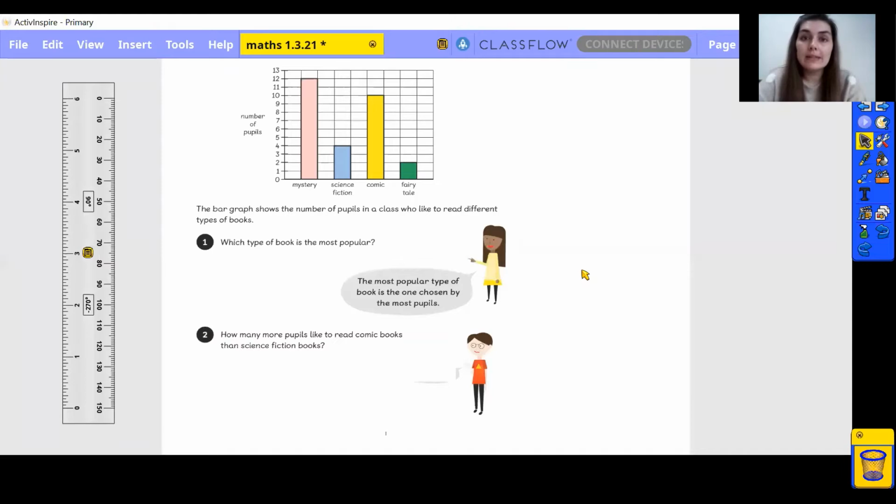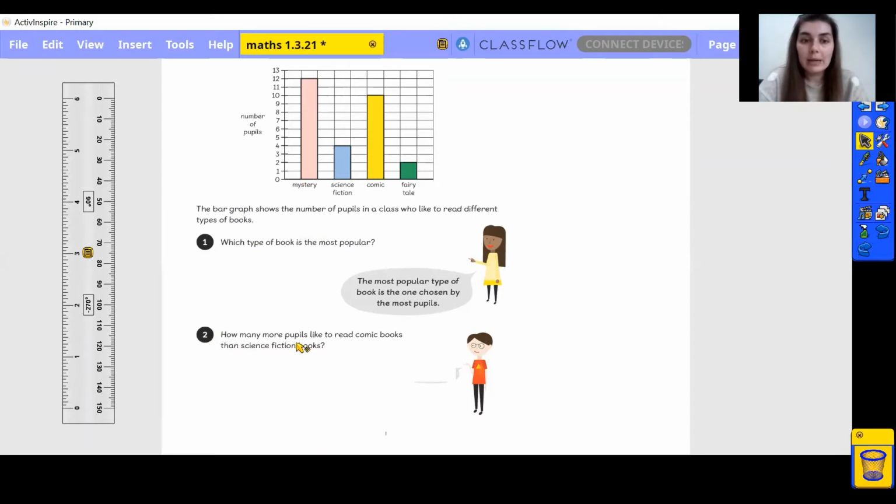So we are going to look at the same graph to answer some questions, because you'll be doing something quite similar for your independent practice. So it's the same bar graph, and it says the bar graph shows the number of pupils in a class who like to read different types of books. Number 1, which type of book is the most popular? We already know it's mystery because it's our tallest bar, and we know that 12 children liked mystery books.